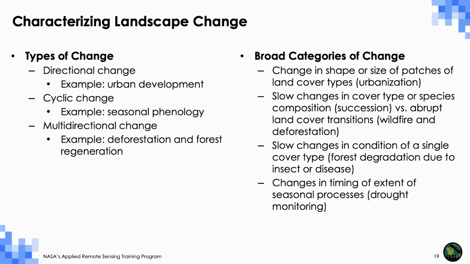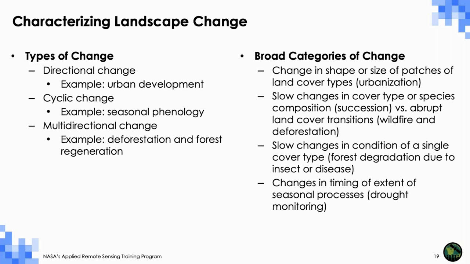So to further characterize change detection, we group changes into three major types. The first is directional change, like urban development. The second is cyclic change, like seasonal plant phenology. And the last is multi-directional change, things like deforestation and regeneration.